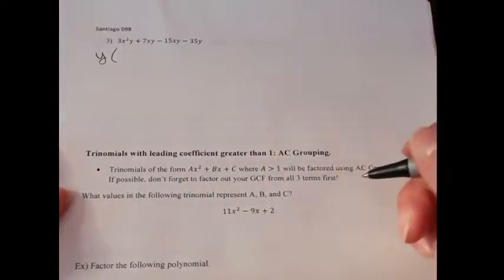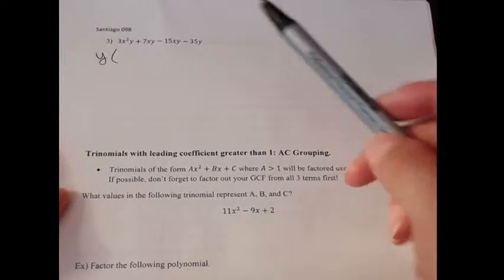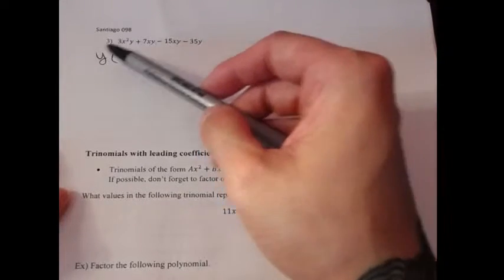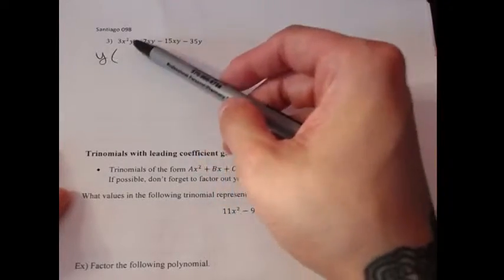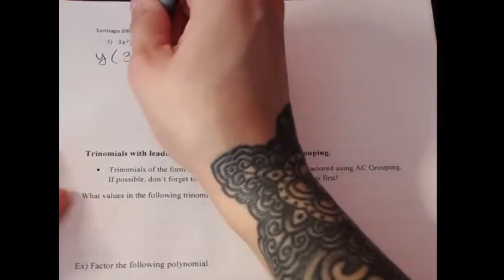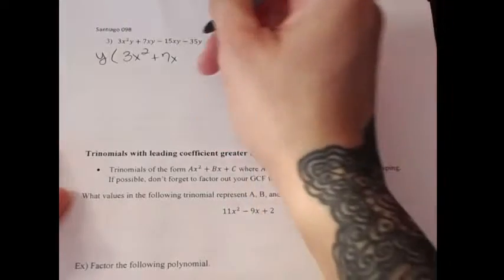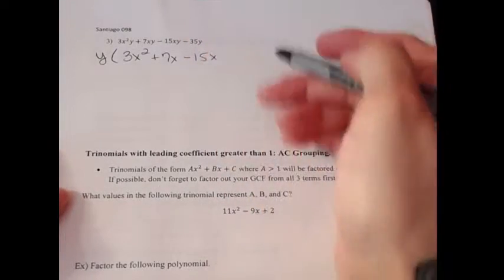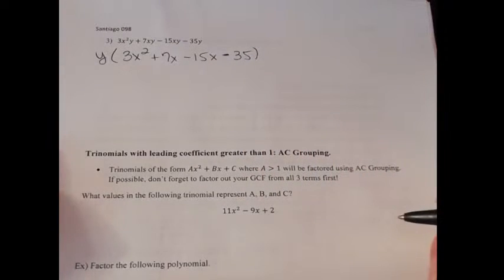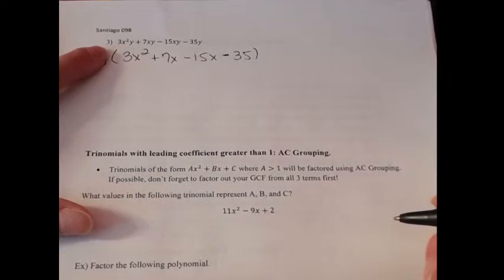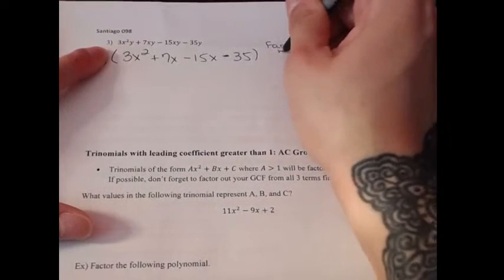So first things first, I'm going to factor the y out of every single term. Remember, what that means is we essentially divide each term by y. And if we do that, notice these y's are going to end up canceling, right? So that leaves us with 3x squared plus 7x minus 15x minus 35. So that's the very first step. We factored out that y. So now I'm going to cover it up so that it's not distracting. And this is when I go through the process of factoring by grouping.